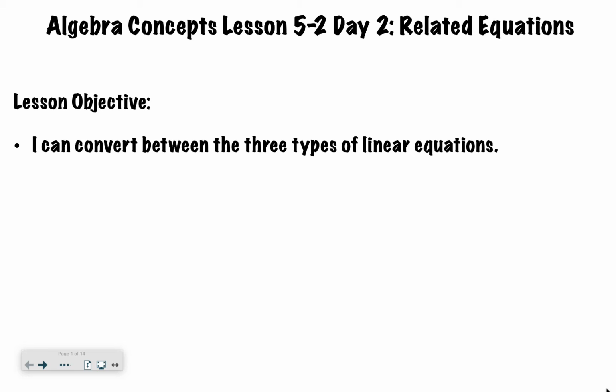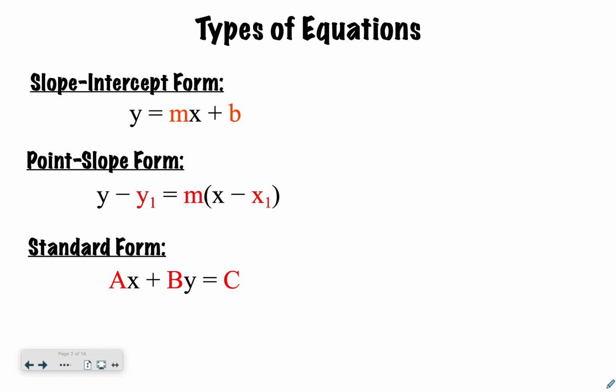Today we're talking about related equations. So by the end of this lesson, you should be able to convert between the three types of linear equations. So you might be thinking to yourself, what are the three types of linear equations? Well, they are our slope-intercept form, which we talked about 2 days ago, and then yesterday we talked about point-slope form and standard form. So we're going to practice converting between each of these, okay?